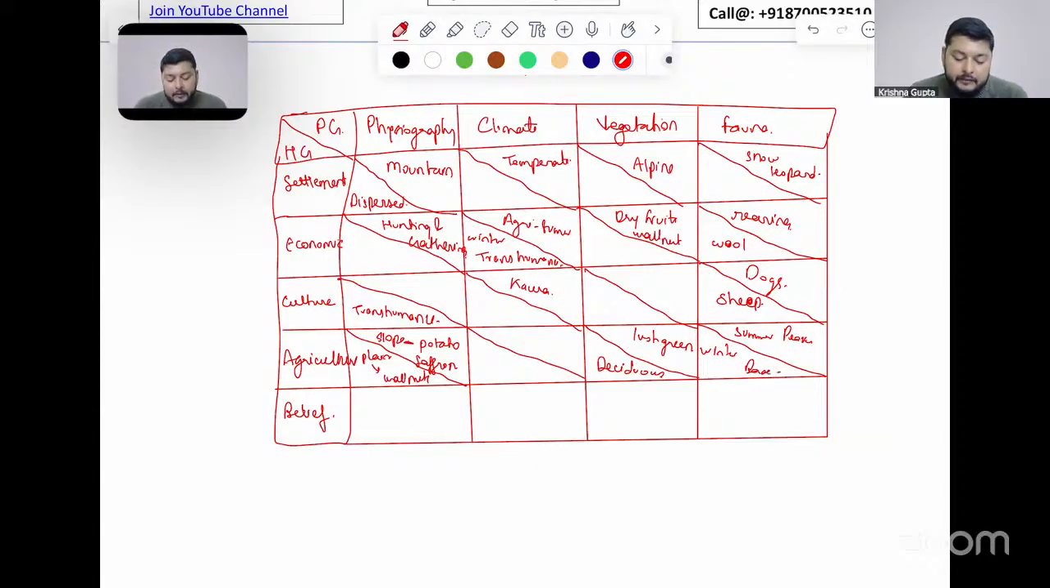Belief system: the physiographical belief system is also different, as are the climate system, the vegetation, and the fauna. Currently we will see that the belief system of the civilized people is different from that of the tribal people.